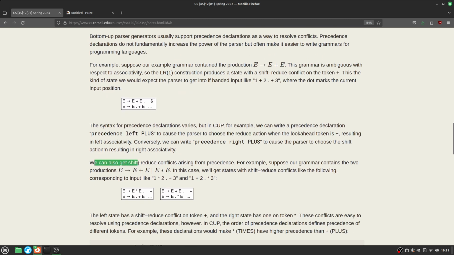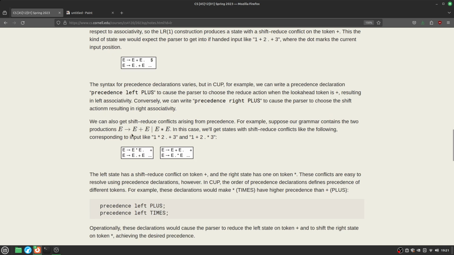We can also get shift-reduce conflicts arising from precedence. For example, suppose our grammar contains the two productions, E tends to E plus E, or E times E. In this case, we'll get states with shift-reduce conflicts like the following, corresponding to input like 1 times 2 plus 3 and 1 plus 2 times 3.